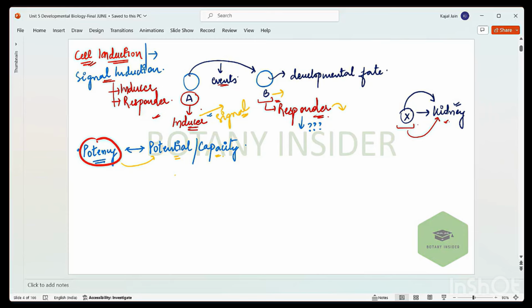So, what is potency all about? Potency means that for a specific signal, more appropriately, this will be called competence. Okay. Competence is potential or capacity. Potency or competence is the same thing itself, right? So competence is the ability of the responder cell to respond to a specific signal, right? Ability of a specific cell to respond.